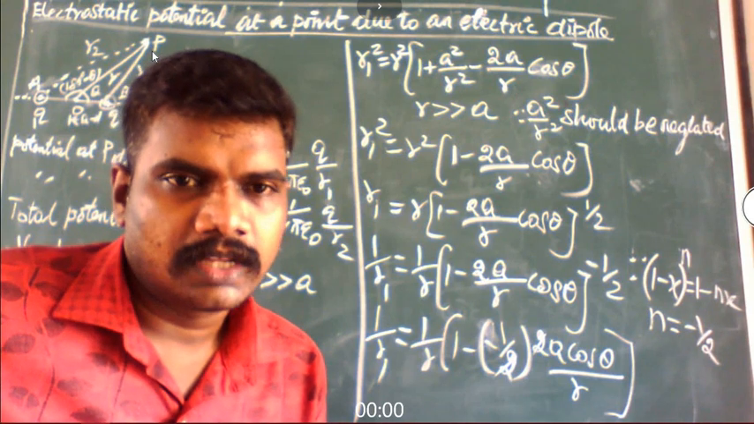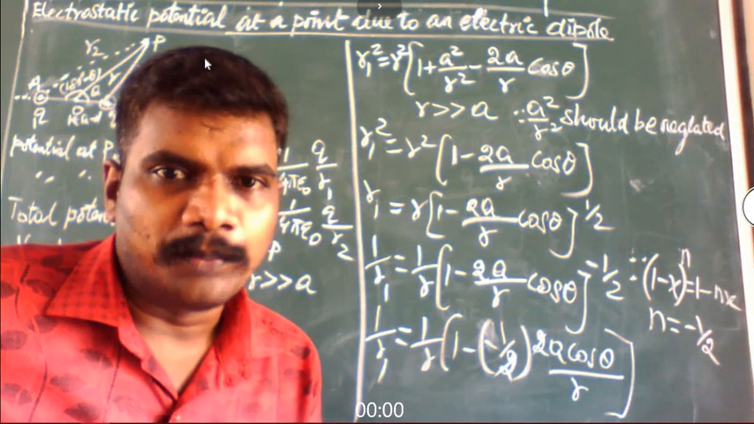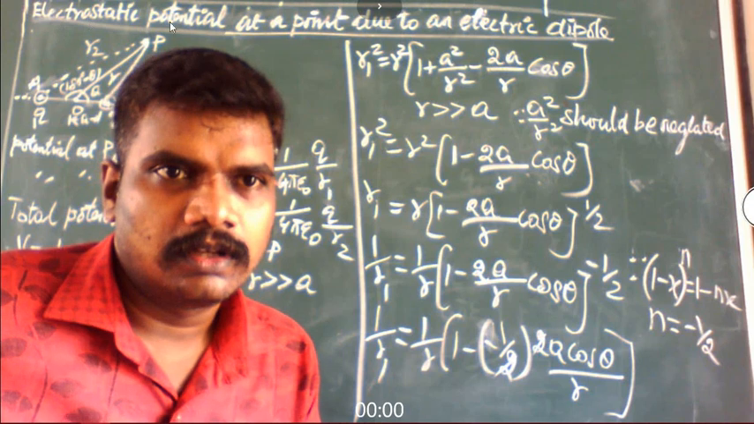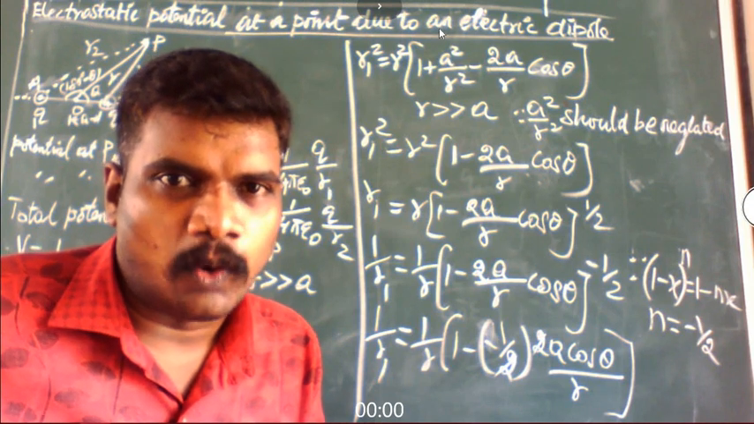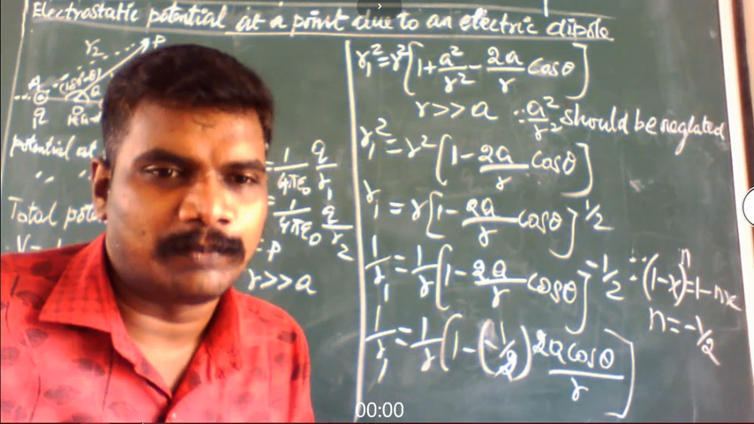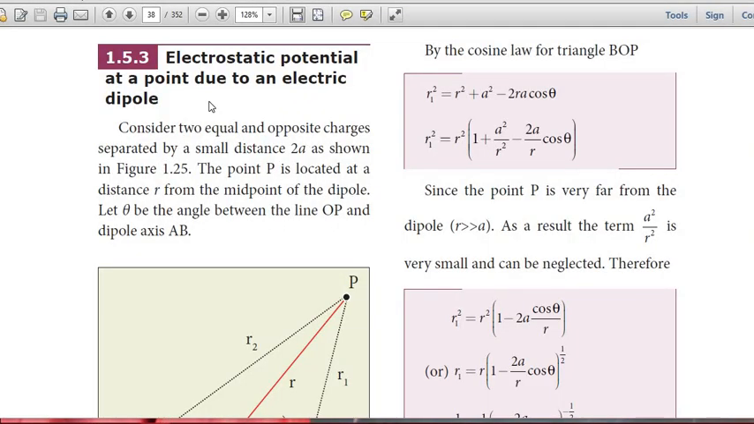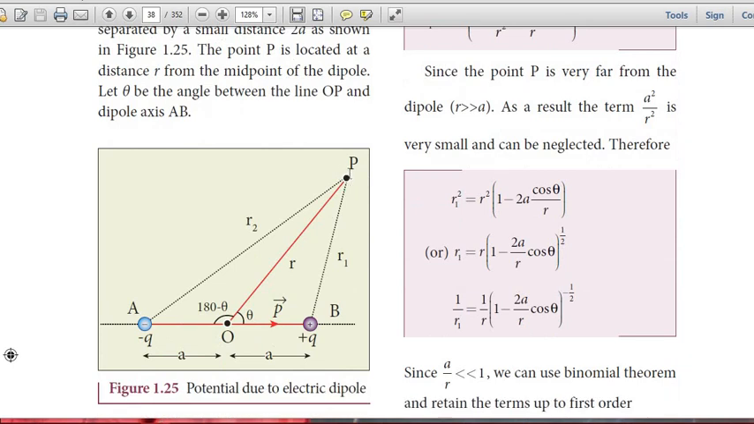Today, the next important 5-mark question is electrostatic potential at a point due to an electric dipole. So, this is the topic, very important 5-mark topic, children. Please listen carefully. Electrostatic potential at a point due to an electric dipole. This is the point P. Electrostatic potential at a point due to an electric dipole.